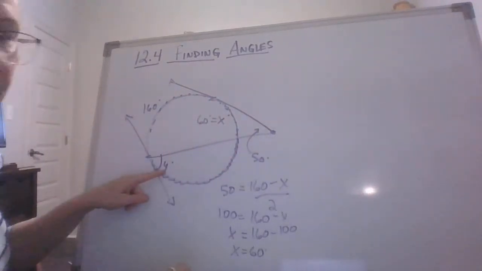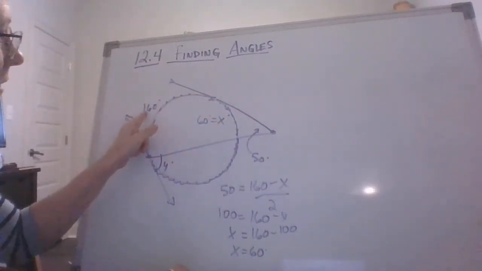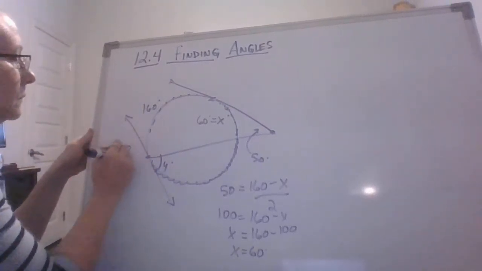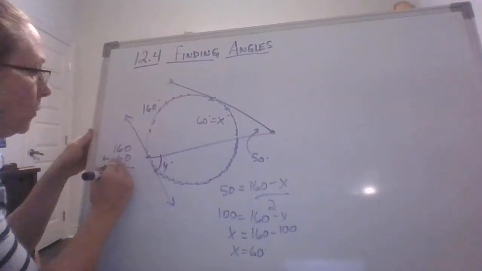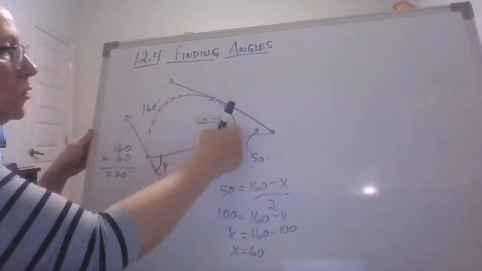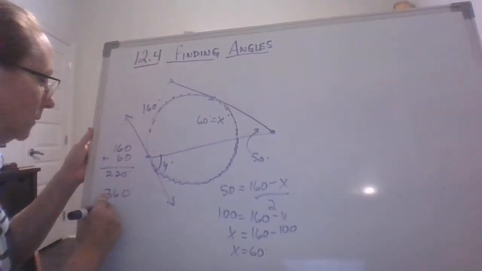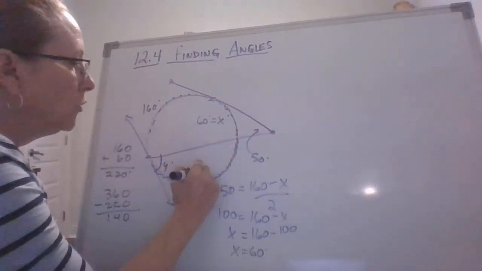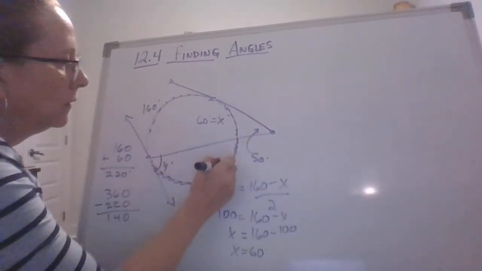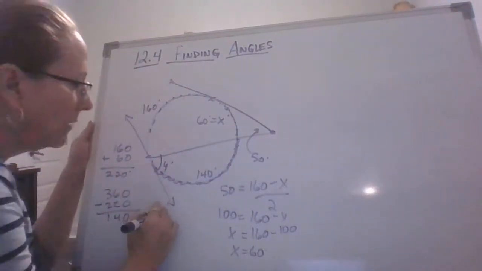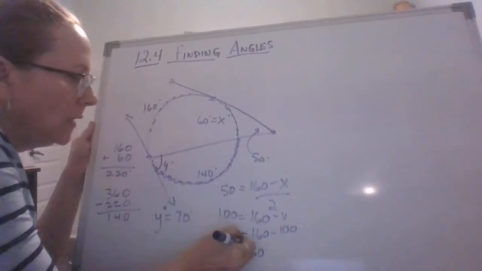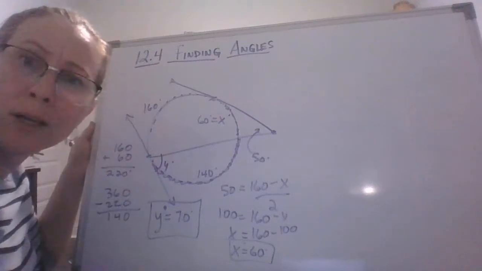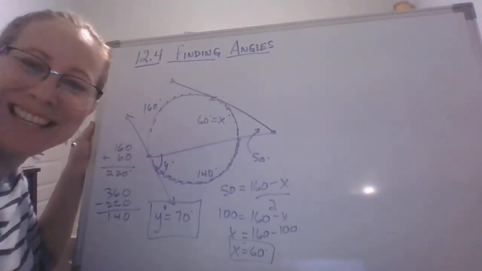So back to finding y. This part of the circle is 60 plus 160, so we have 220. If this is 220, the whole circle minus 220 is 140. So this part right here, this arc, is 140 degrees. So angle y has to be half of that. Angle y is 70. So there are our two answers for that. And if you missed something in there, you can replay me and watch this again.